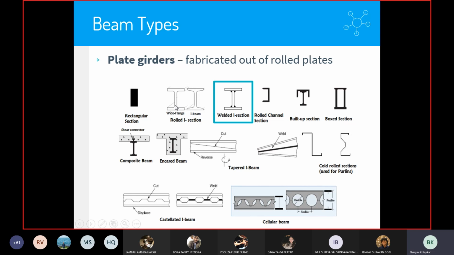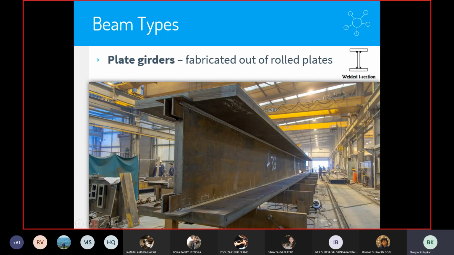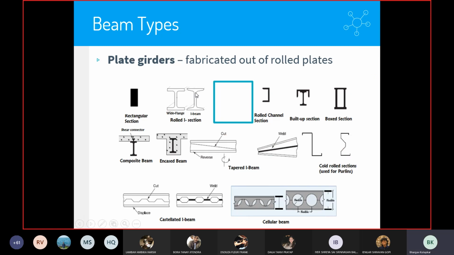So what if you need a section that is deeper than that, wider than that, and thicker than that? What you can do is select plates of adequate size and weld them together. The resulting section is called a plate girder. It's a beam, or a girder, that is made up of plates, and therefore it is called a plate girder. This is how a plate girder looks. They have taken 3 plates and welded the plates all along. Now this is an I section that is much thicker and much deeper than what a hot roll section would be. So in case this is not sufficient, you can go with a plate girder.